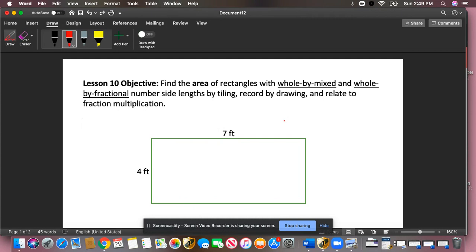So the objective is to find the area of rectangles with whole by mixed and whole by fractional number side lengths by tiling, record by drawing, and relate to fraction multiplication. Okay, so if you notice, we are finding the area.